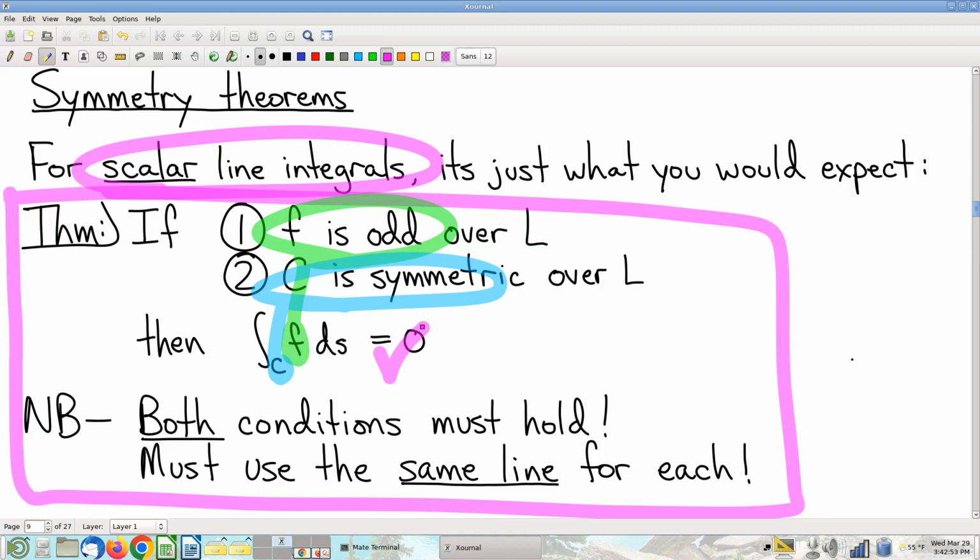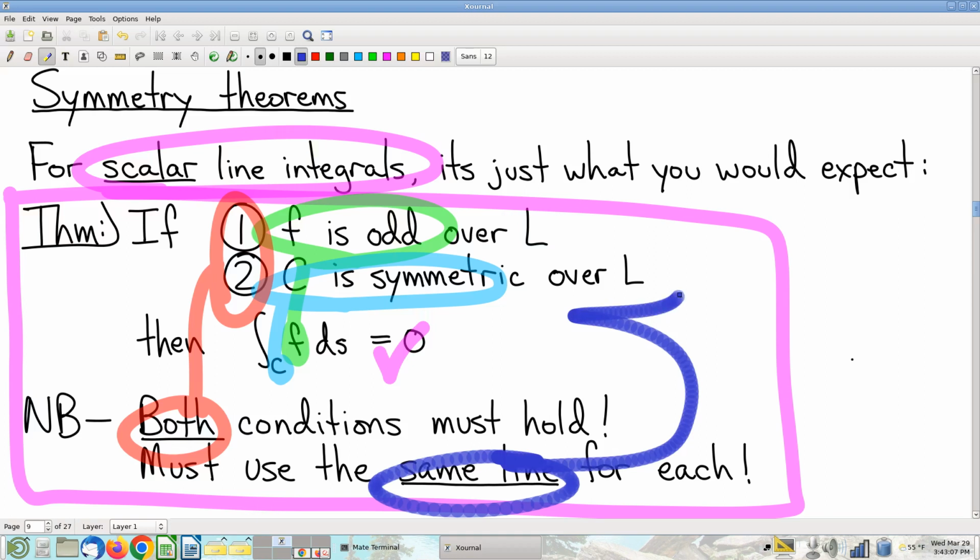Wonderful theorem. Very powerful, very convenient. Big fan. Notice, though, you do need both conditions to apply, just like our previous theorems. And you do need both to use the same line, just like in our previous theorems. So same warning, same uses, same everything, really. Very, very convenient and very familiar. How we doing? You okay with that? So be on the lookout for that. Very useful.